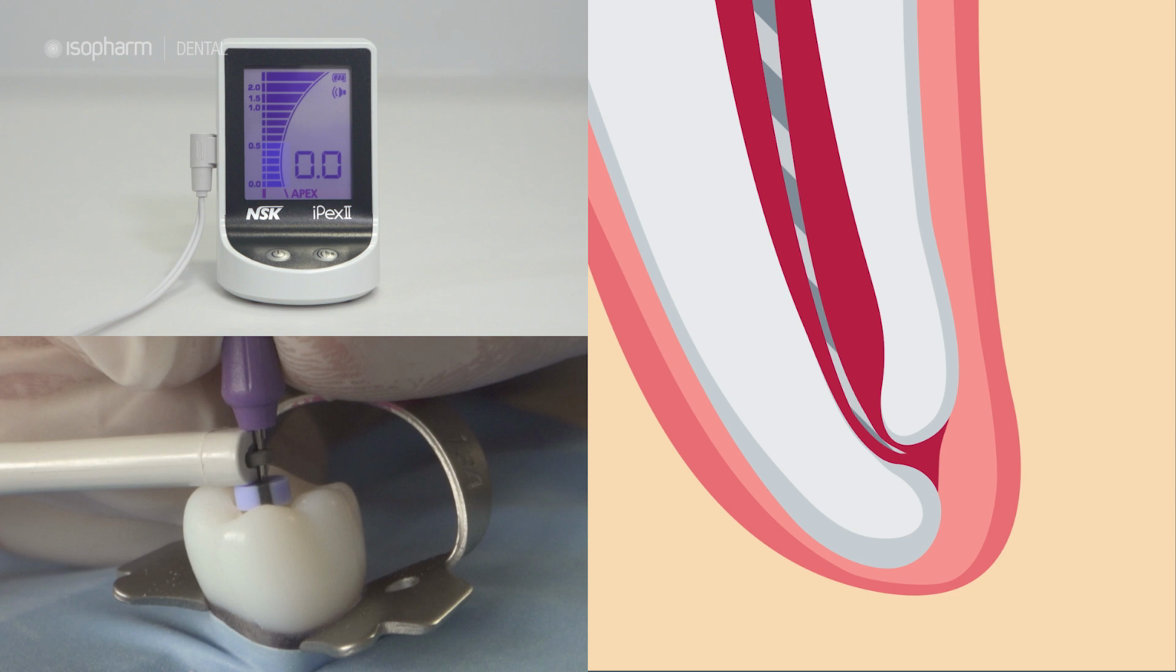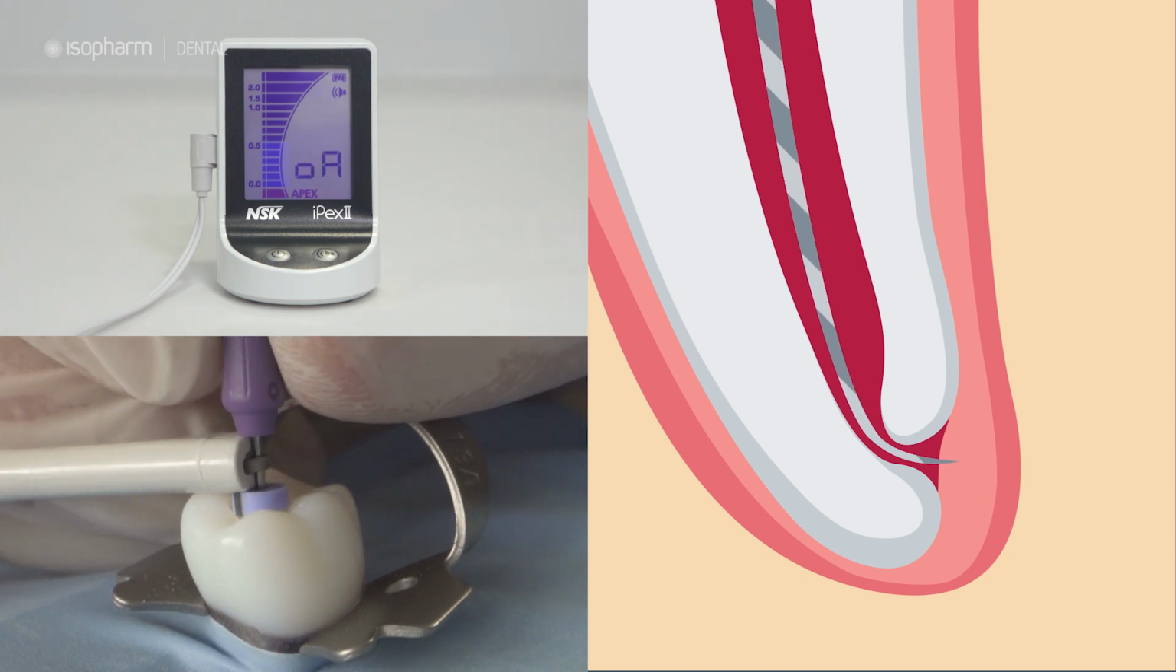The point you're looking for is to get to where it says 0 or apex, depending on your apex locator. Once you get to that 0 point, just make a gentle quarter turn clockwise to see the file just edge out through the apex, and you'll see over or apex flashing. At that point, your apex locator knows exactly where it is. Having gone just through the apex, you can then turn that file anti-clockwise and withdraw it, and it will just pass back up into the root canal.